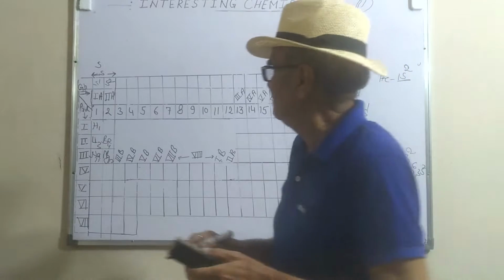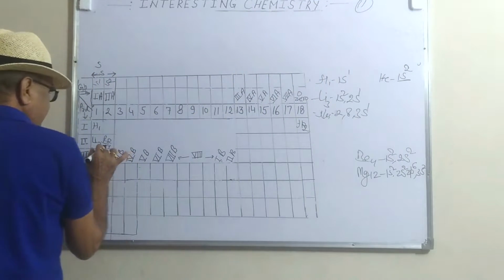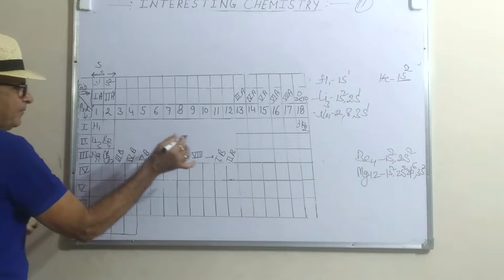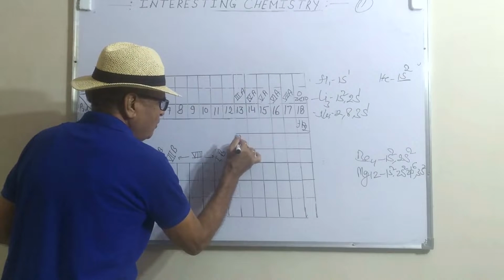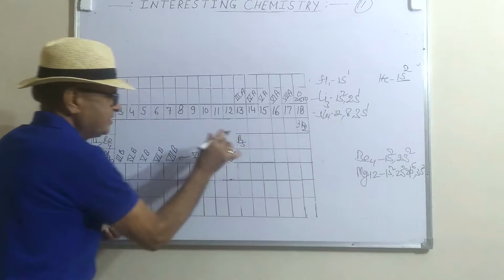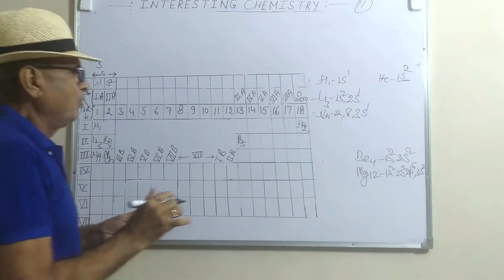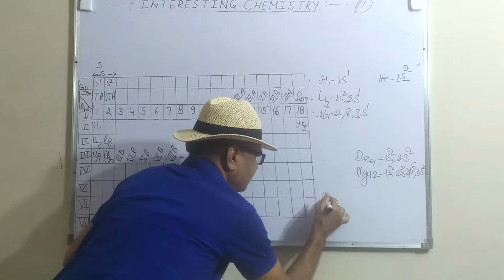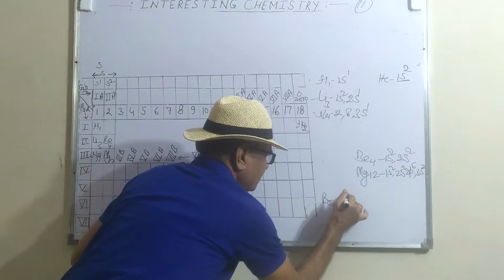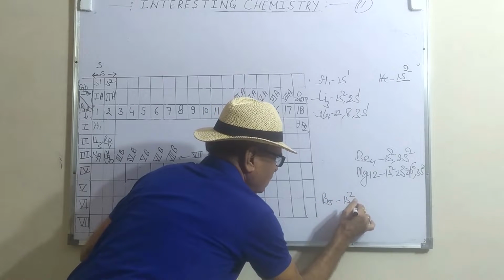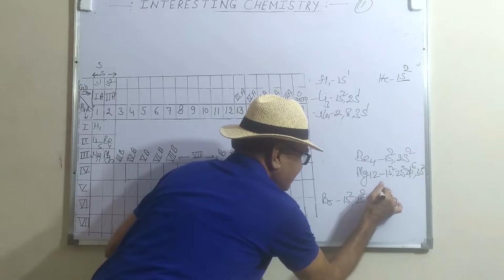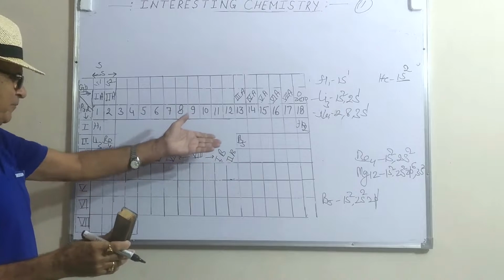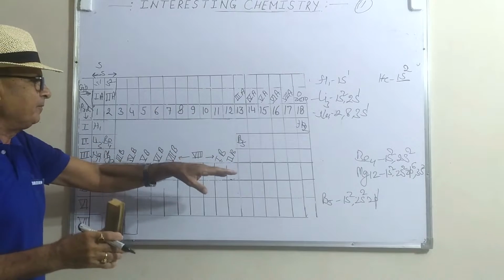Now I am coming to here, 4 to 5. So 5 number here is boron. You know very well, this is boron, B 5: 1s2, 2s2 and 2p1. Just see the simplicity of this periodic table.